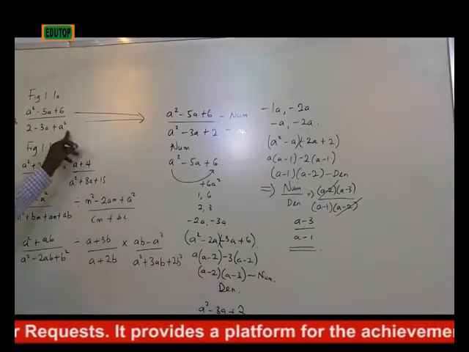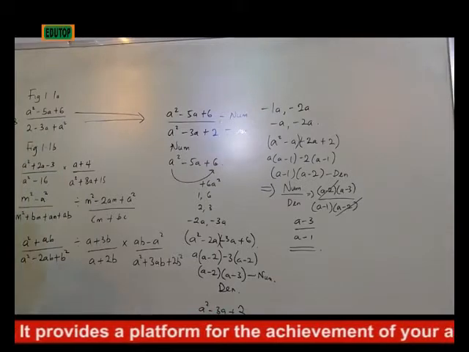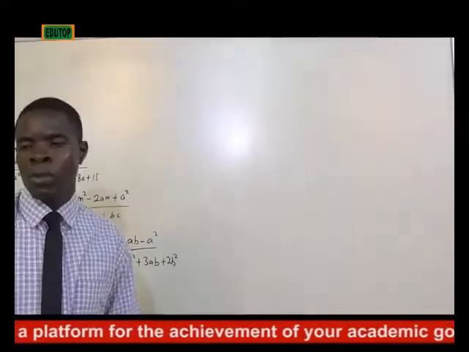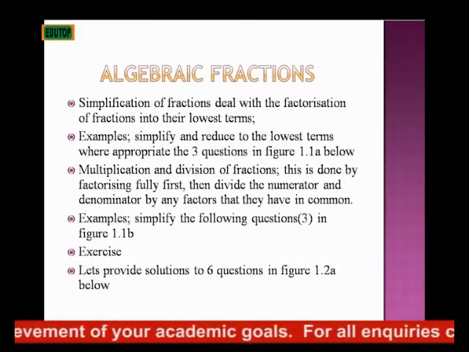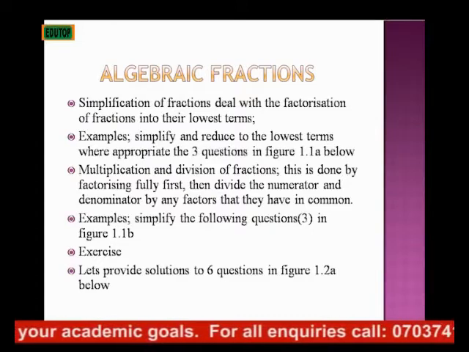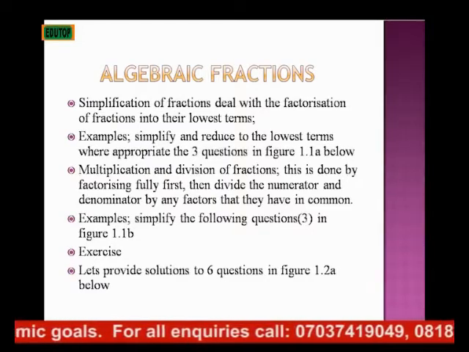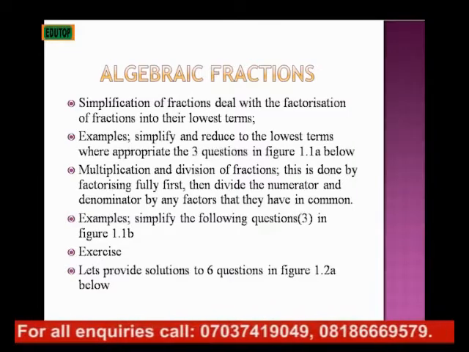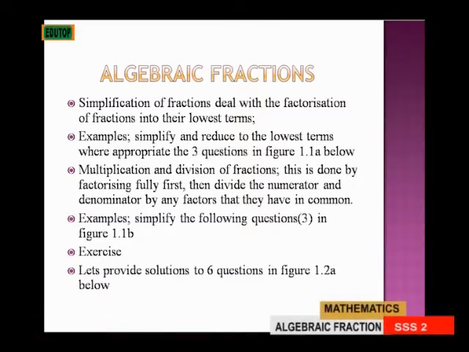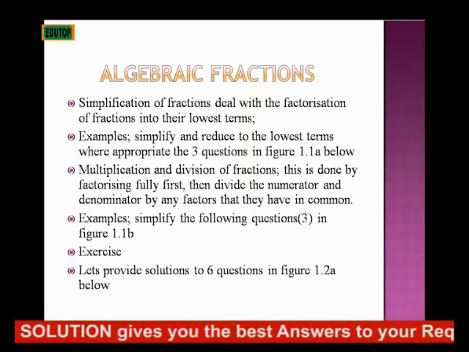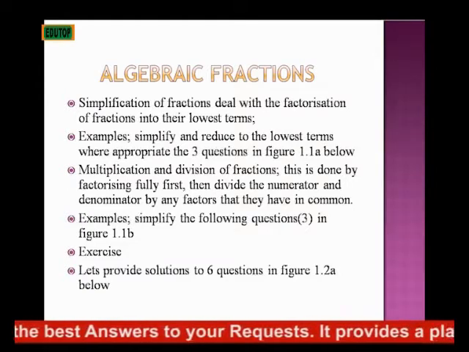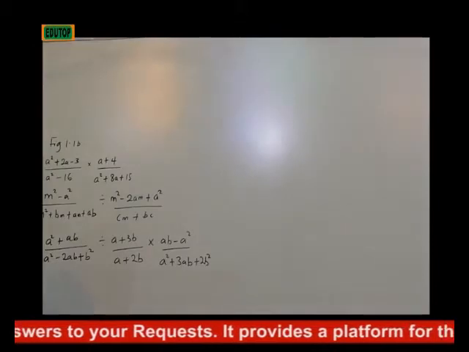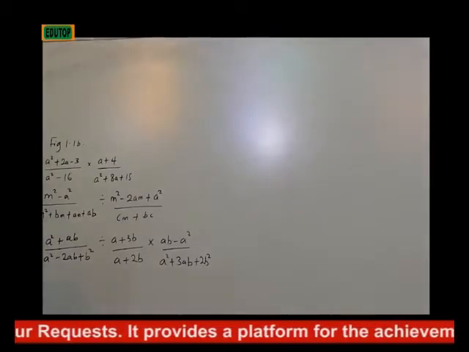The last, which is the third question of figure 1.1. Multiplication and division of fractions. This is done by factorizing fully first, then dividing the numerator and the denominator by any factors that they have in common. Example, simplify the following. Question 3 in figure 1.1b. The figure 1.1b is on the board. You have 1, 2, 3. These are the 3 questions.